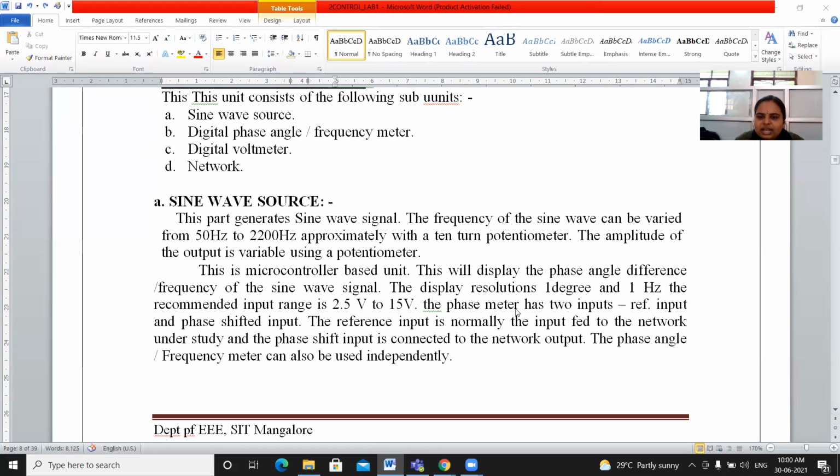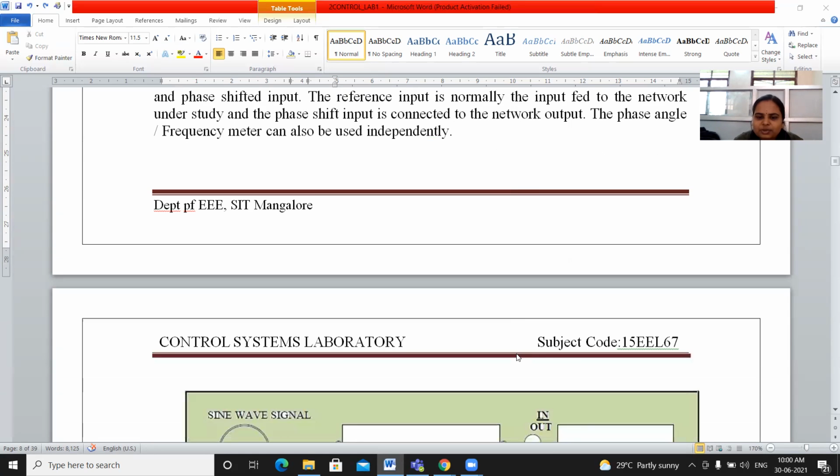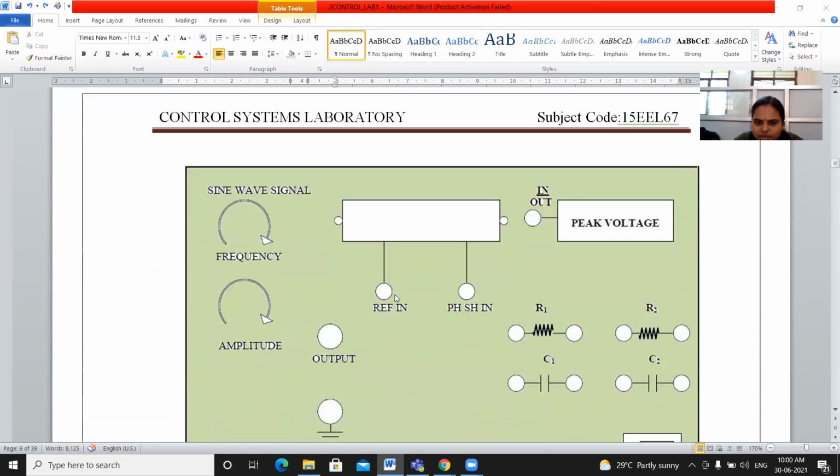The phase meter has 2 inputs: the reference input and the phase shift input. The reference input is normally the input fed to the network under study, and the phase shift input is connected to the network output. This is the phase shift input, reference in and phase, given for further connection, which is done from the phase to this circuit. This is given here.